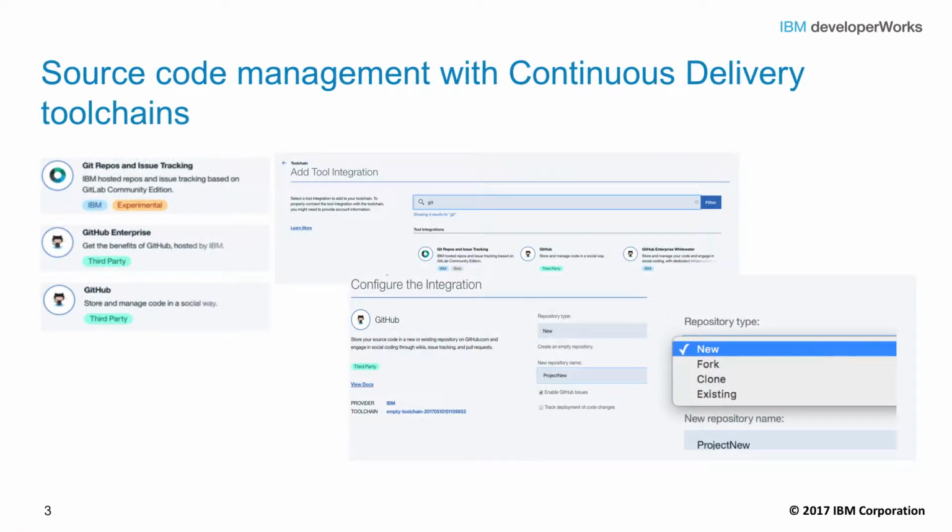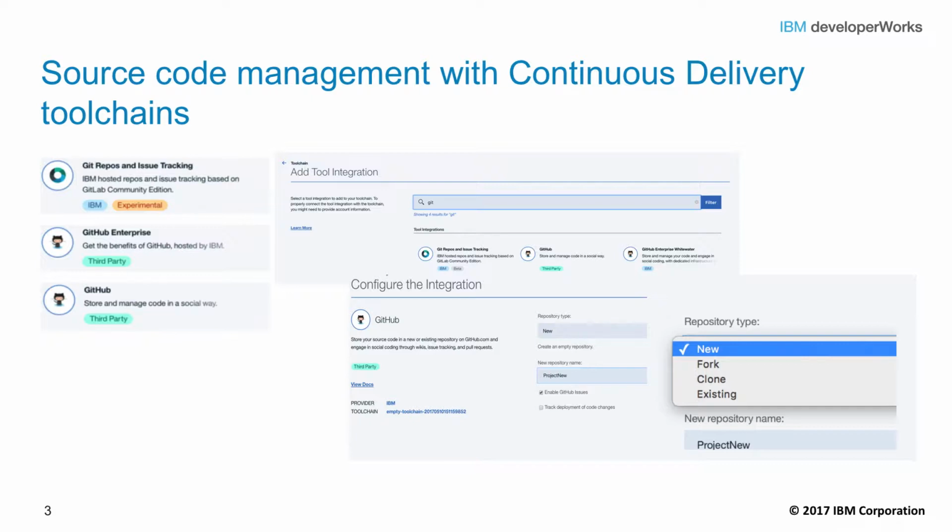You can integrate Git-based repositories into a toolchain in multiple ways. You can store your source code in a new or existing repository on GitHub and engage in social coding through wikis, issue tracking, and pull requests. You can also collaborate with your team and manage your source code using an IBM-hosted Git repos and issue tracking in Bluemix Public. The Git repos and issue tracking tool integration is built on GitLab Community Edition.